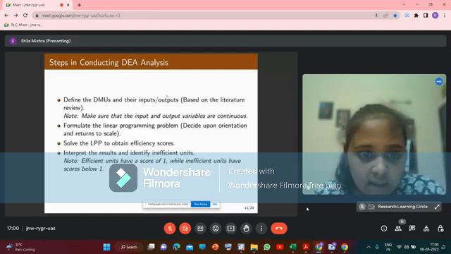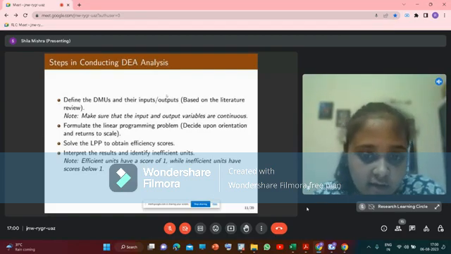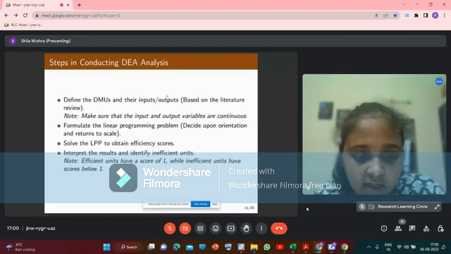Once you are done with decision making units and the inputs and the output that you intend to have in your model, the DEA or any software would give you efficiency scores. Now, efficiency scores primarily lie below 1 or equal to 1. So, any decision making unit which has a score of 1 would be considered efficient. All the other decision making units which have a score below 1 would be considered inefficient.